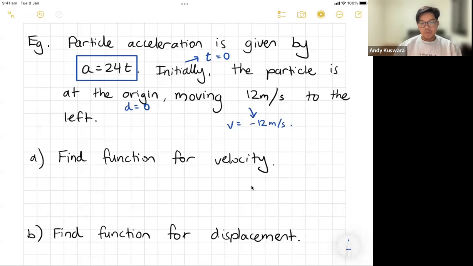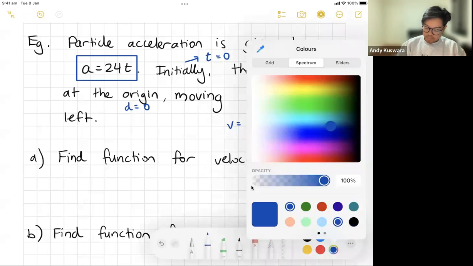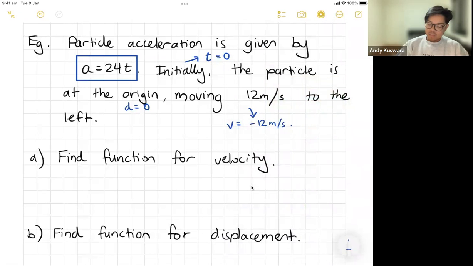Now we want to find a function for velocity. Most people would just look and say, okay, it's negative 12 meters per second, but that's not the function. That's just what it is initially at one point in time. I want to know what it is over basically all the time. So we've got acceleration and I want to find velocity. How do I get from displacement, velocity, acceleration? I'm at acceleration and I want to get to velocity, so I'm going to have to integrate.